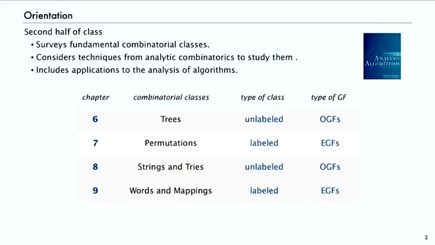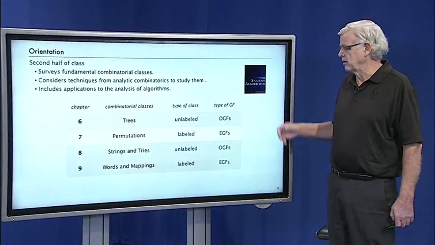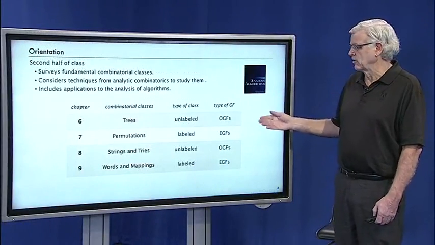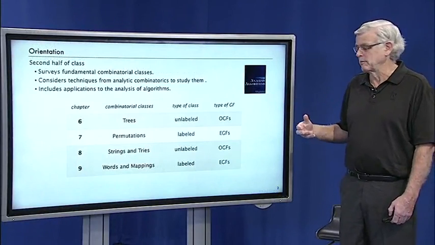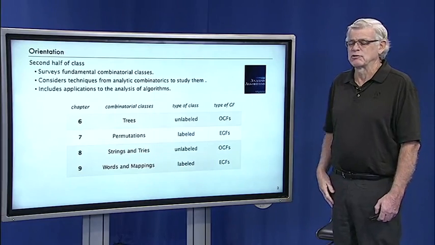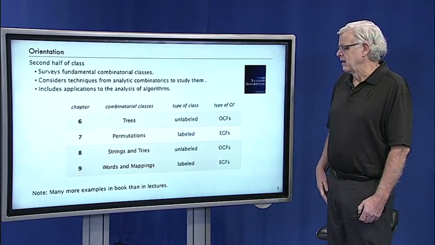Last time we studied trees, mostly from the standpoint of unlabeled structures, which we analyzed with ordinary generating functions. This time we're going to switch to labeled structures, that's permutations, and exponential generating functions.